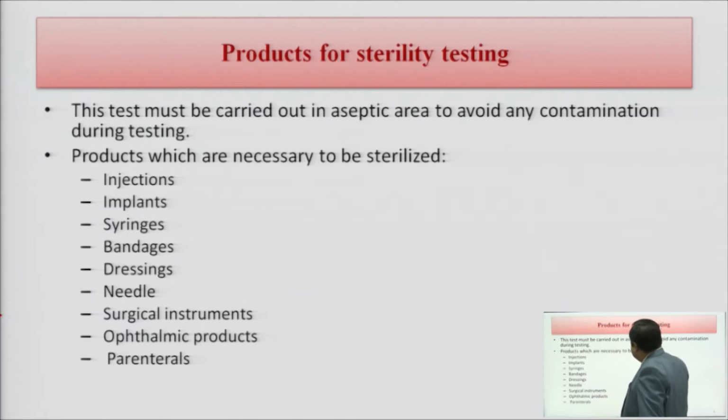Now, let us see what products are commonly tested for sterility by the membrane filtration technique, or in fact the direct inoculation technique. That is, what products are necessary to be sterilized before use? One is injections, two implants, three syringes, bandages, dressings, needles, surgical instruments, ophthalmic products and parenterals. Before you send these products into the market, we need to be sure that the product is sterile. And in order to ensure that the product is sterile, you have to carry out what we call sterility testing or test for sterility.